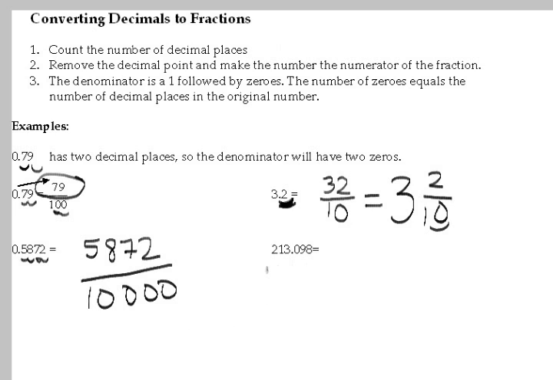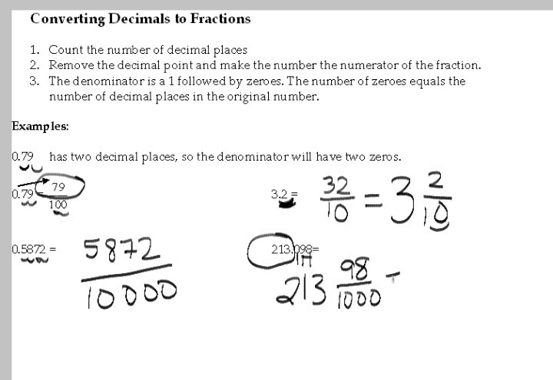One final example. We might notice right off the bat that 213 is a whole number, so we can write that as a whole number. And then write this number, 98, as the numerator of the fraction. And then we need to count. We've got 1, 2, 3 decimal places. So our denominator is a 1 with 1, 2, 3 zeros.